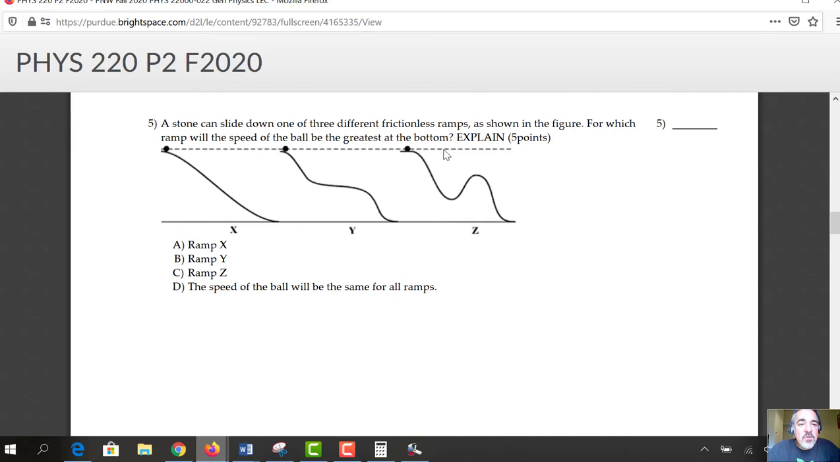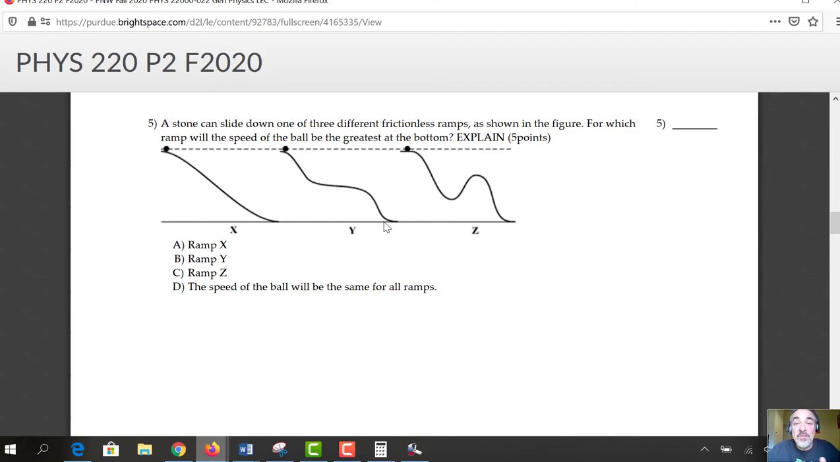All right, a stone can slide down one of 3 different frictionless ramps as shown. For which ramp will the speed of the ball be the greatest at the bottom? So in class we did several different voting ones like this. If you remember, the path doesn't matter. You're up here at a certain height, regardless of which path you take. When you're down here, you're on the ground. So each of these has the same gravitational potential energy to begin with. That gravitational potential energy is turning into kinetic energy at the bottom. That was just like the lab that you just did too. So they're going to have the same speed at the bottom.